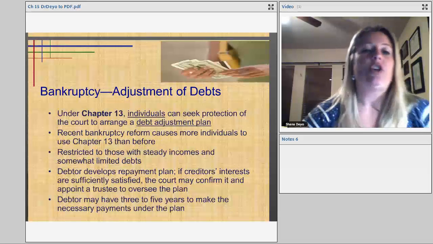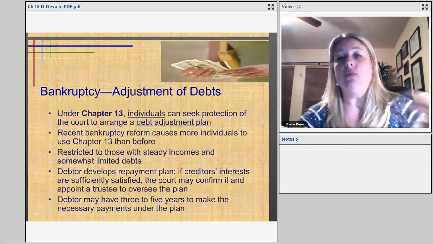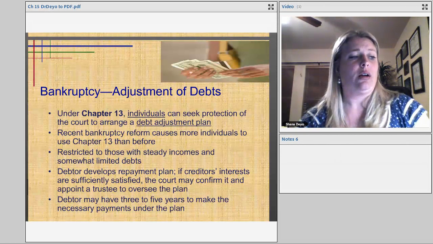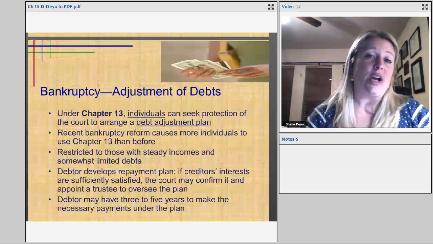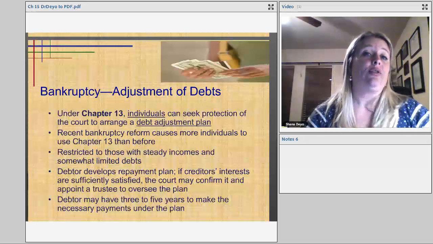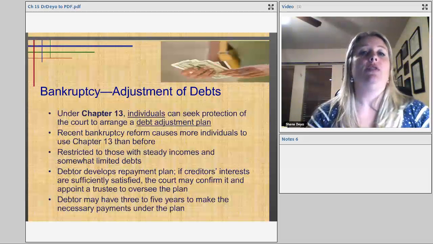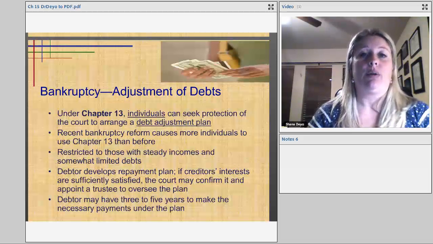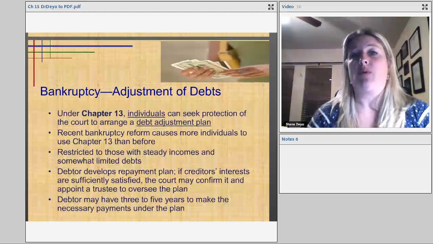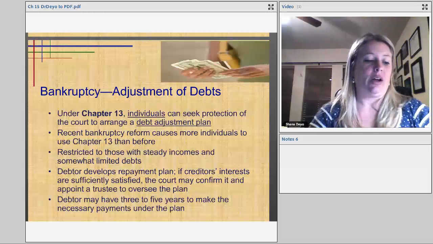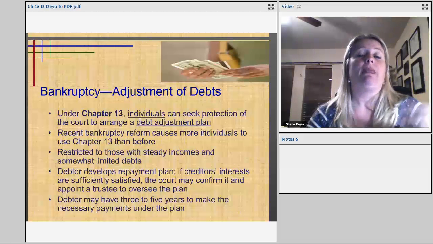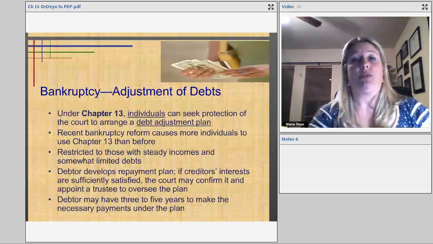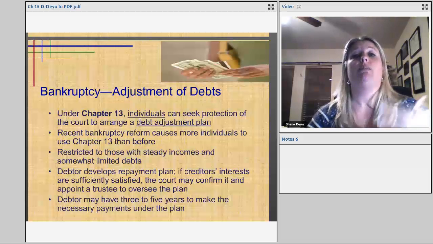And then finally, Chapter 13 is another consumer bankruptcy possibility. More people than ever are going into Chapter 13 bankruptcy rather than Chapter 7, because if you can make a $100 payment per month, you might qualify for Chapter 13, especially if you have a little bit higher income and you can make that $100 payment a month. The courts are going to try to put you in a Chapter 13 if it's possible because they want you to pay back the debt.